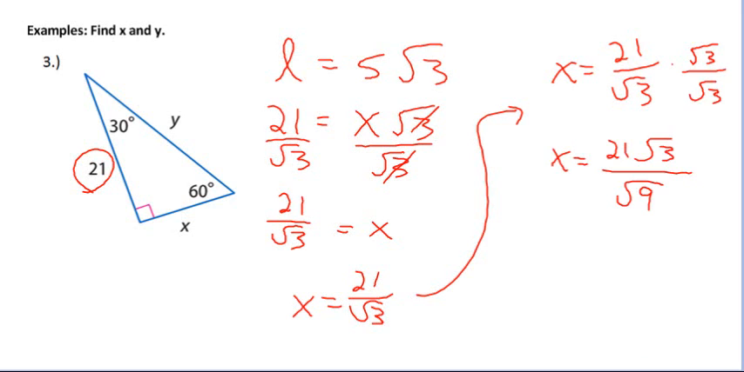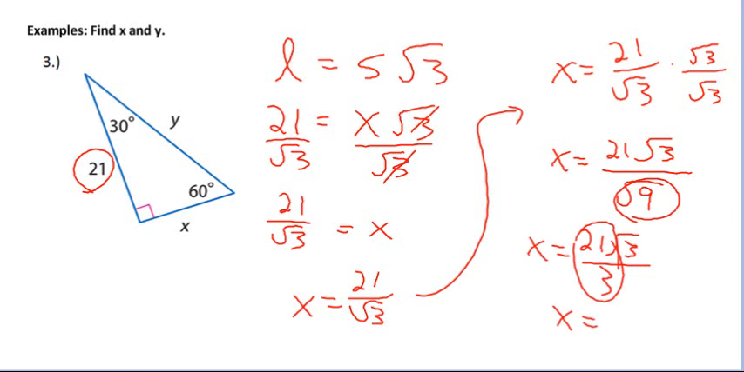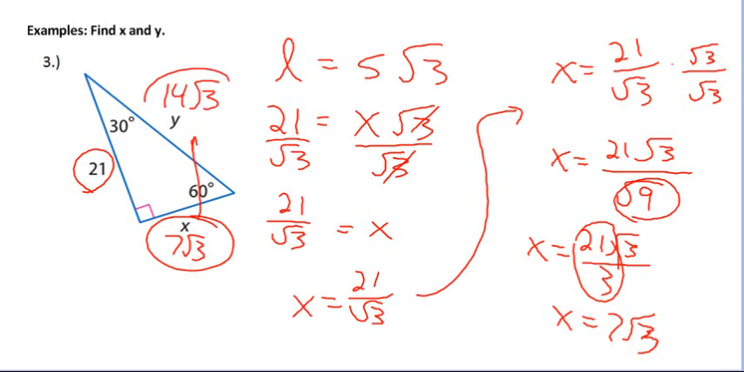By multiplying by whatever's in the denominator down there, I've made this into a perfect square. So x is 21 square roots of 3 over 3, and then 21 over 3 will reduce to 7 square roots of 3. Well, now that I know the short leg is 7 square roots of 3, we need to get the hypotenuse. And if you remember, the hypotenuse is twice as long as the short leg. So double 7 square roots of 3 would be 14 square roots of 3.